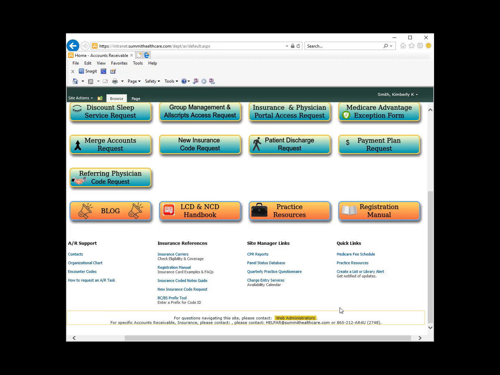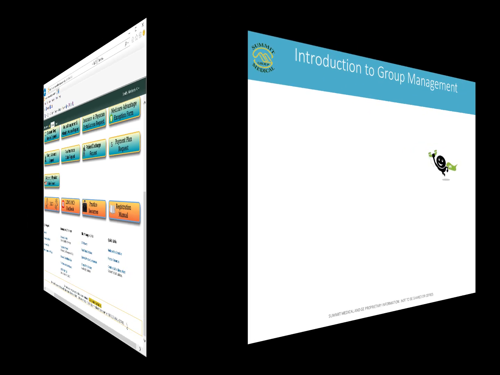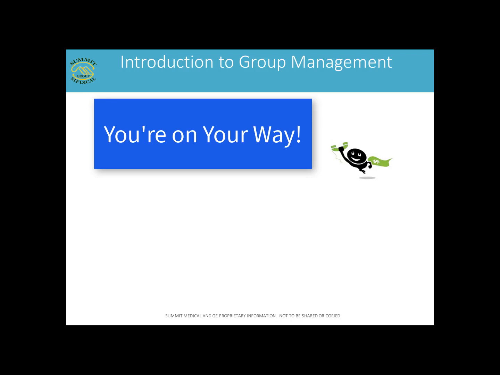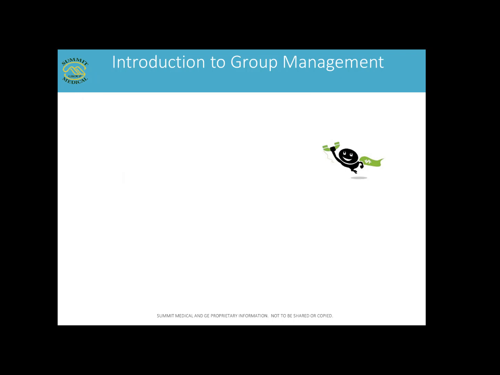On the footer of the home page, you'll see contact links for the web administrators in the event a link is broken or you cannot find information, and contact information for the AR Help support team. Take some time to explore these links to increase your understanding of our processes. You have now finished the Group Management Application Overview. This will provide a foundation for your new job responsibilities.